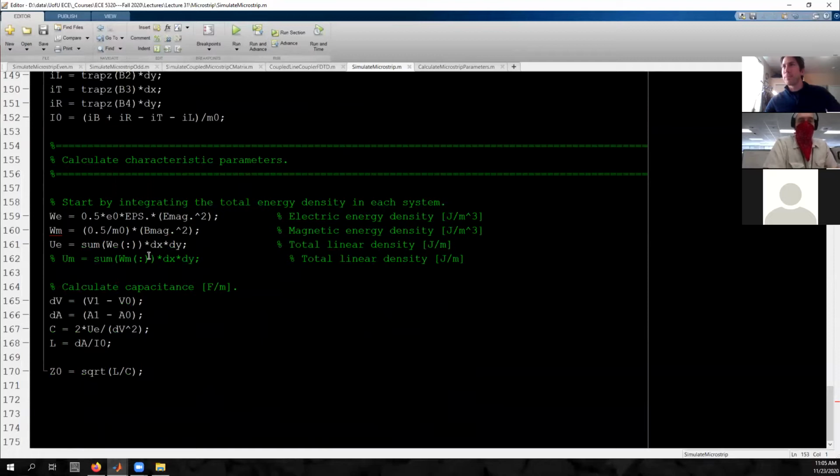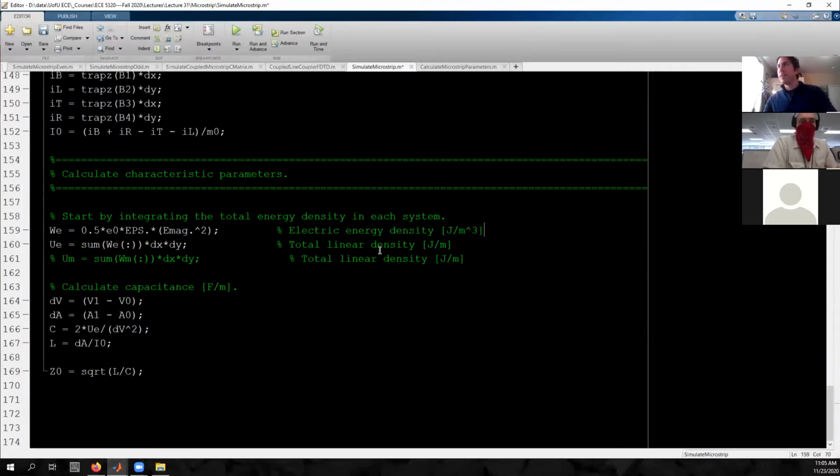And then there's some stuff happening here that's not really being used, so we'll get rid of that. So that is how you calculate inductance. So you do the potential divided by the current. There's your inductance there. For capacitance, you just add up all of the energy in the system, and you know that energy is equal to 1/2 CV squared. So that's how you calculate the capacitance out of that. And then your characteristic impedance is just square root of L over C, like that.